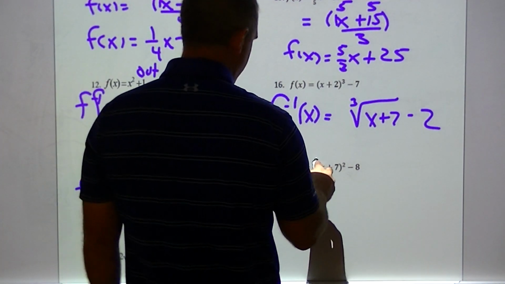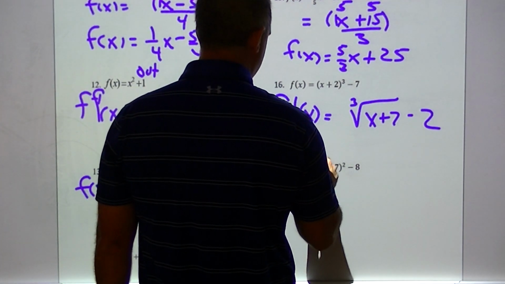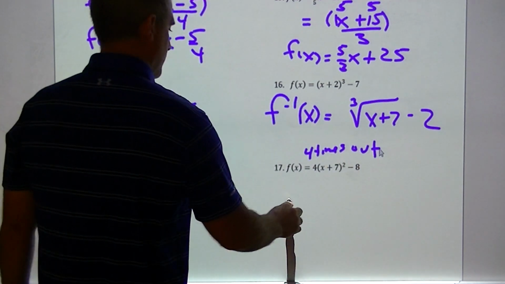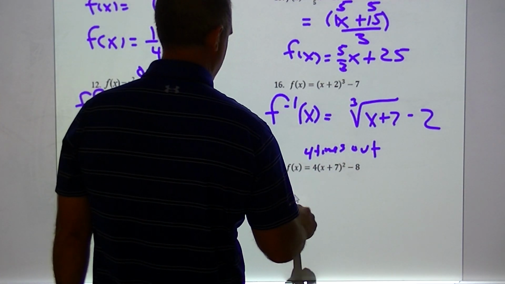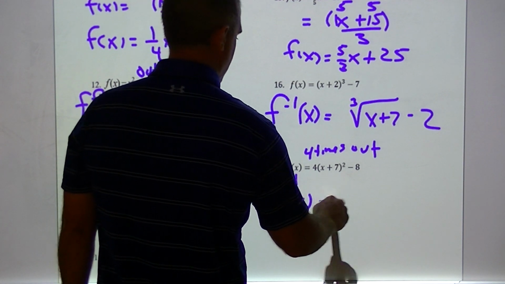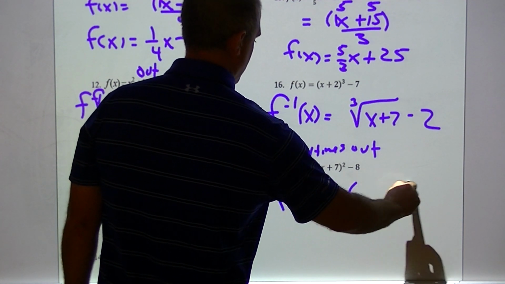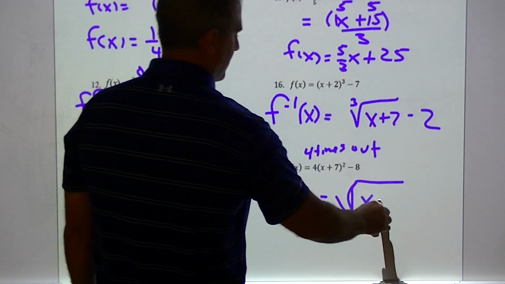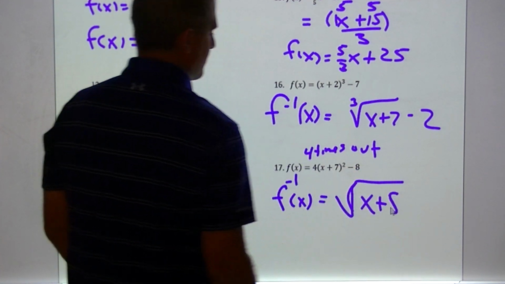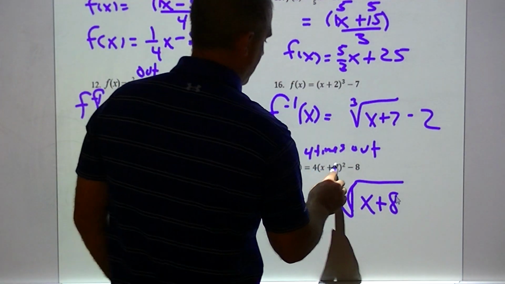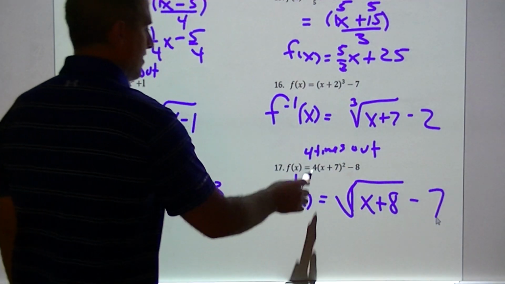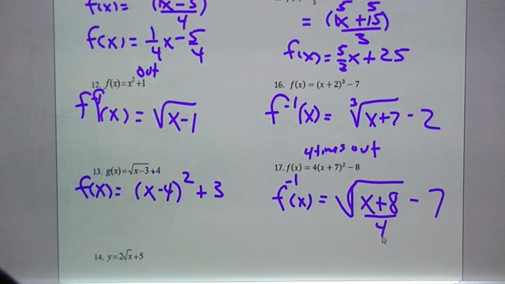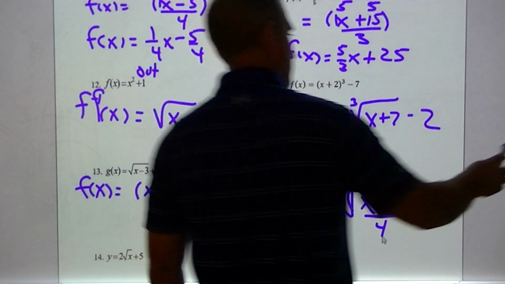Okay? This would be 4 times the outside. Alright? So what I would have here, I would have square root, okay, this would be x. Minus 8 outside would become plus 8 inside, plus 7 inside would become minus 7 out there. This is 4 times the outside, so the opposite of that would be 4 divided by the inside. You can just leave that, okay?